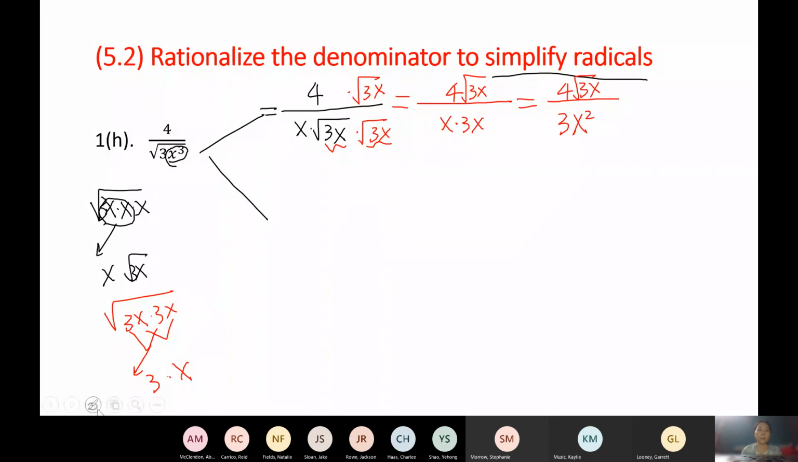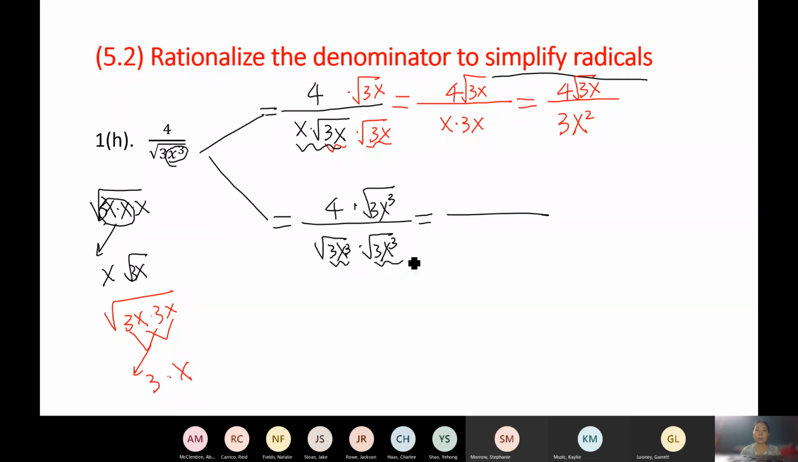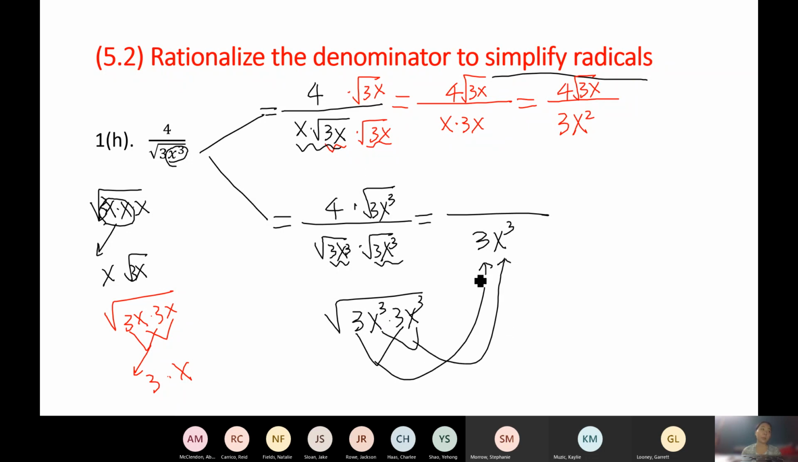I did see a few students did the other way. They didn't simplify the radical. They went ahead and multiplied the same copy. Okay, so if you did this, it's correct, but make sure you simplify your final answer. So if you did this, square root of 3x cubed times square root of 3x cubed, you will get 3x cubed. Because you have 2 copies of 3 that can come out to get that 3, 2 copies of x cubed that can come out to get x cubed.